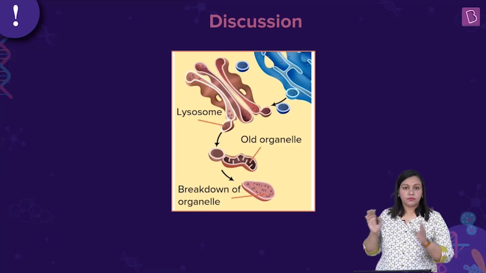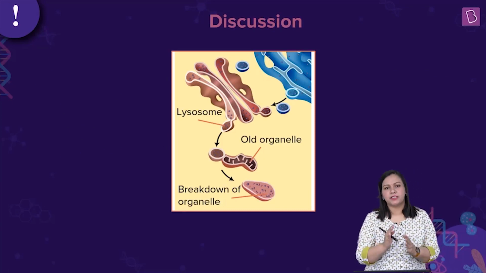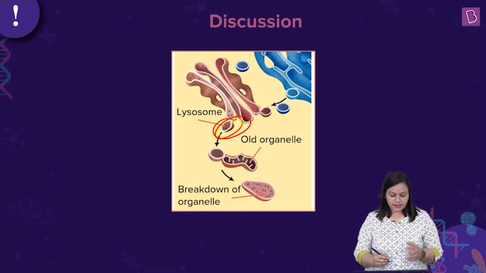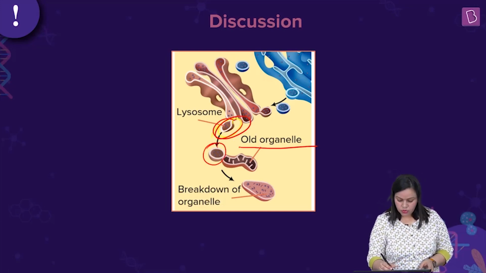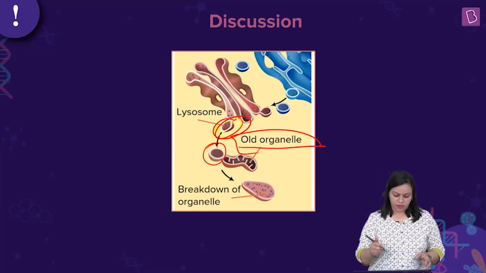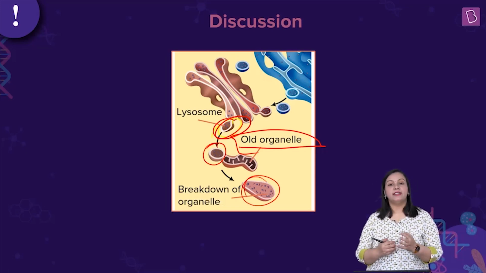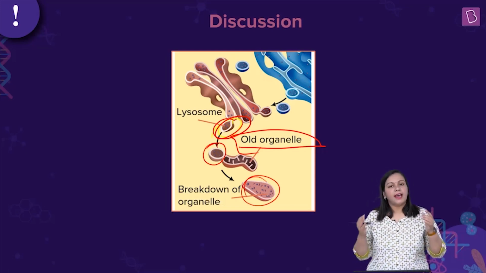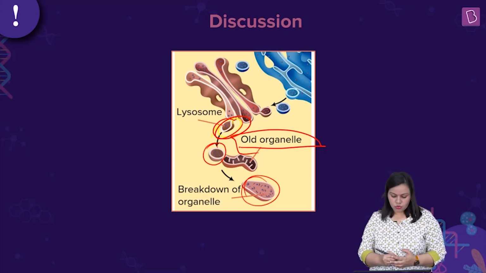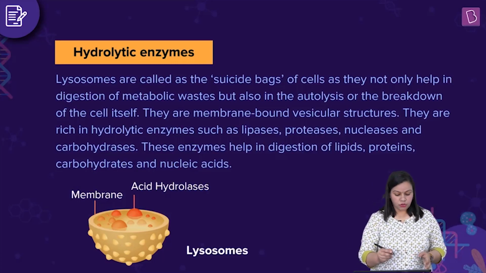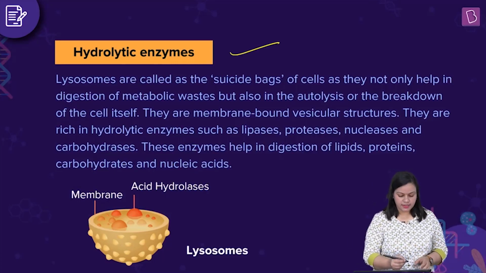Here, we've shown you a nice representation image showing how a lysosome which is arising here is fusing with this old cell organelle, and when it fuses with the old cell organelle, it brings about the lysis of the cell organelle or sometimes even lysis of the whole cell, and that is why we call it the suicide bag of the cell. So let us summarize the whole solution here. Hydrolytic enzyme is the right answer.